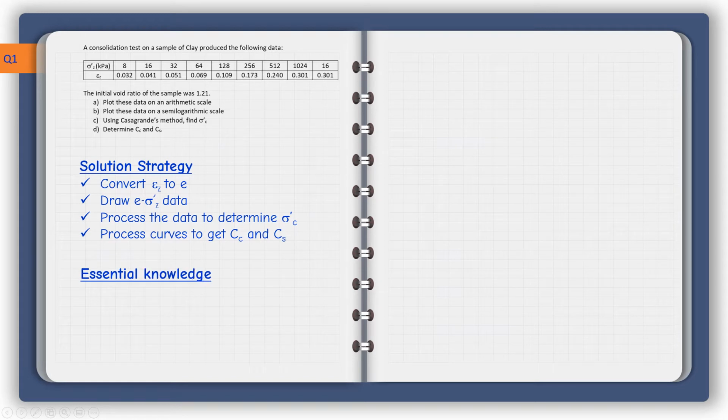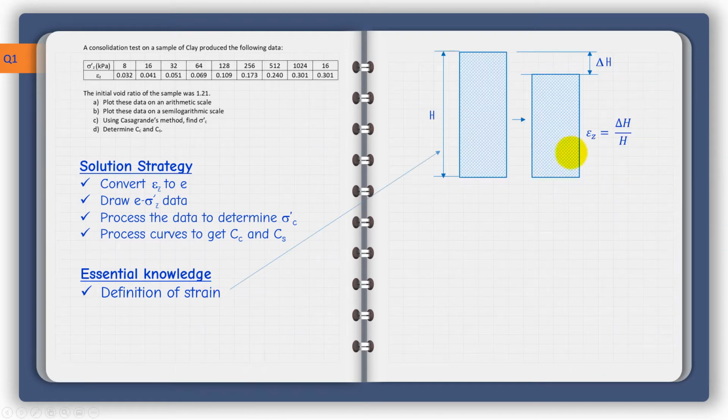To solve a problem of that nature, we need to have essential knowledge. First, the definition of strain, and this would invoke this schematic here, as the sample is compressed by delta H. So we would have vertical strain epsilon Z equals delta H over H.